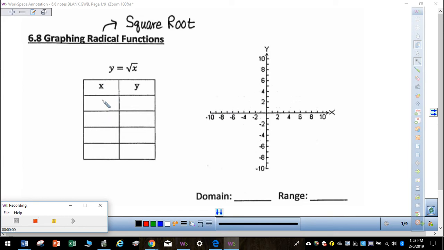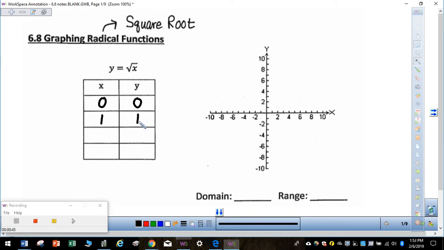So I'm going to start with the x value of 0. We wouldn't want to have a negative x value in this case. That would result in an imaginary y value. So if we start at 0, the square root of 0 is equal to 0. If x is 1, the square root of 1 is 1.